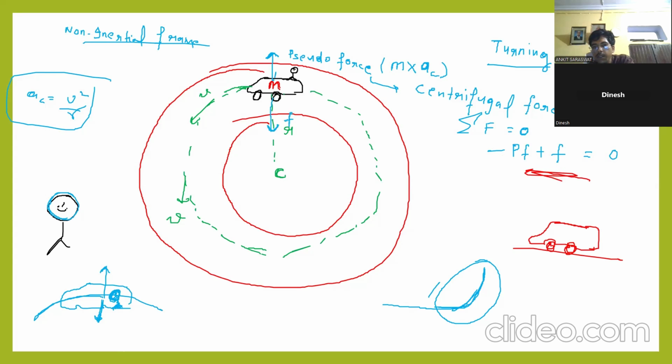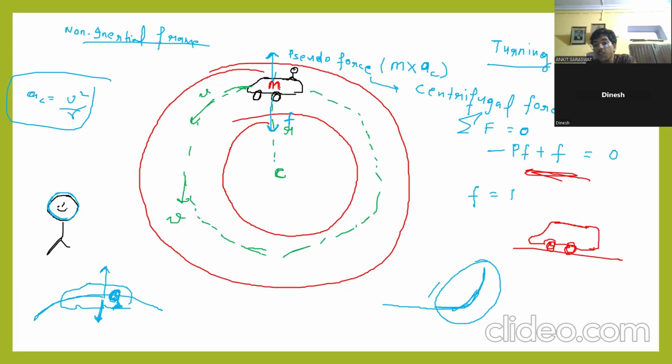Friction will balance, because we need balance because you are in the car. When you are taking a circular turn, your car is not skidding outside. Then who is protecting you? Who is balancing this centrifugal force? Friction. So friction will balance your car. Friction will provide the balance for this pseudo force.